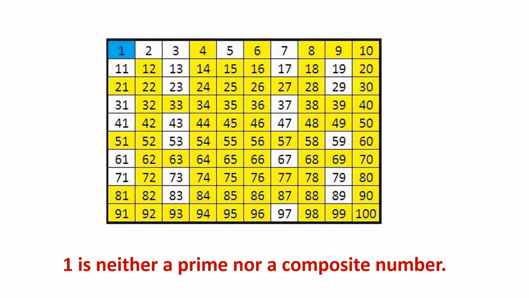If you mention 1 under prime numbers or composite numbers, then it is wrong. For a number to become a prime number, there must be just 2 factors. And for a number to become a composite number, there should be more than 2 factors. 1 has only one factor, therefore it's neither a prime nor a composite number.